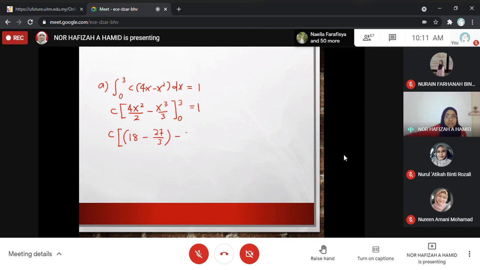So minus with the 0 and equal to 1. Okay, and you get 9C equal to 1 and C is equal to 1 over 9. Okay, so you dapat C equal to 1 over 9. Next, for B, we need to find the probability of X less than equal to 3 but greater than 2.